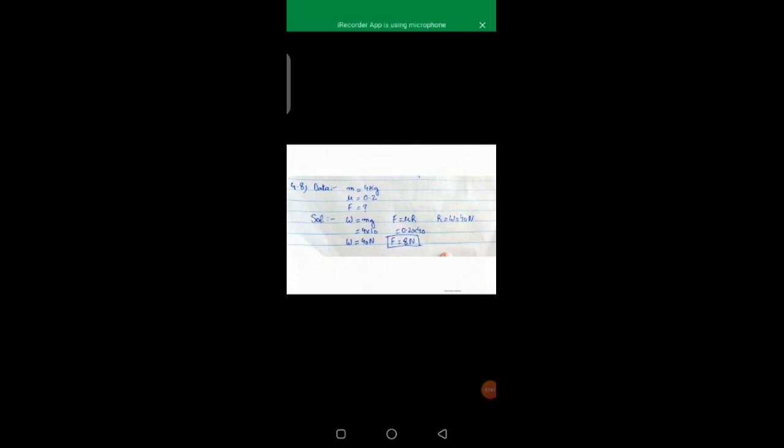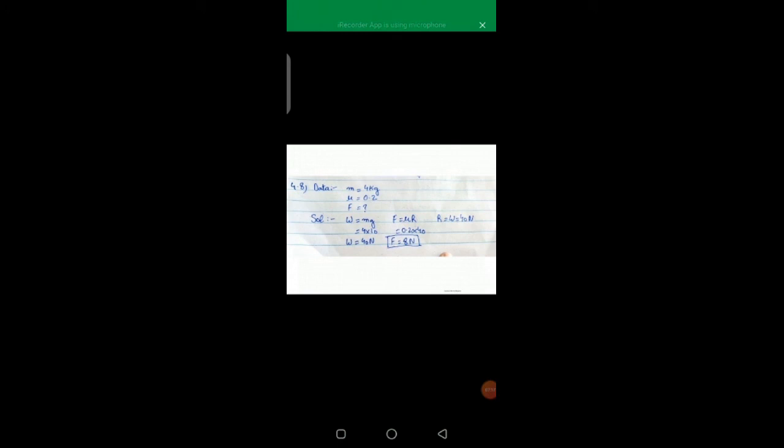We will simply put the value of W is equal to mg to find out the weight, because weight is equal to R, that is, weight is the reaction in the friction, as I told you before. F is equal to mu R. We will multiply this and we will find out the value of F.